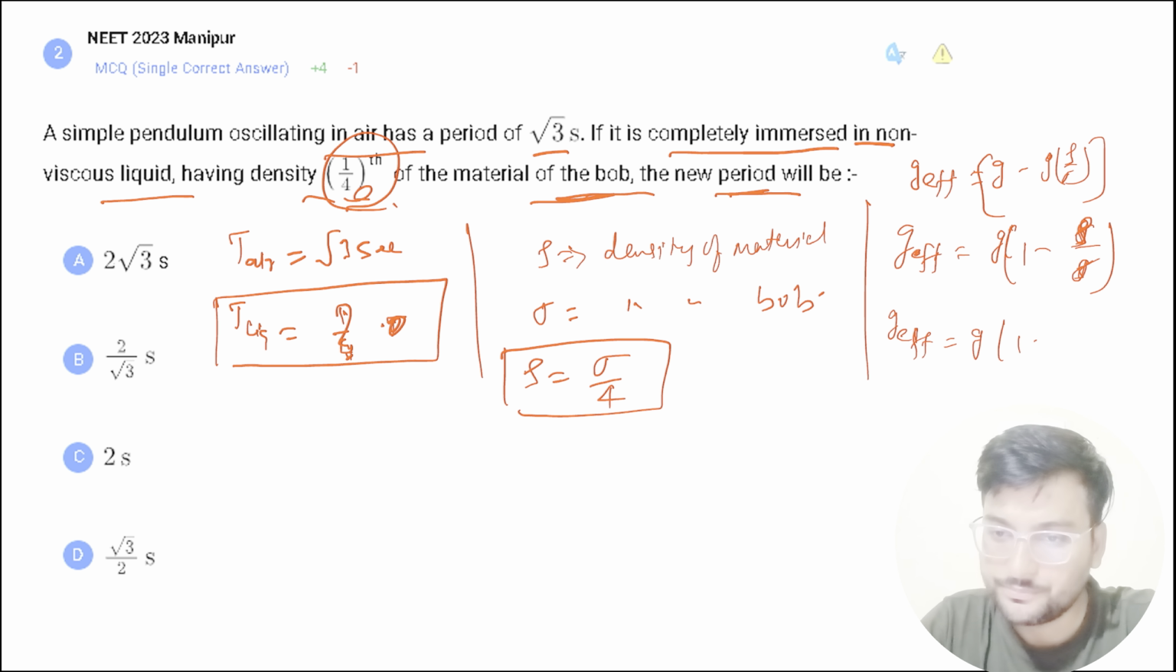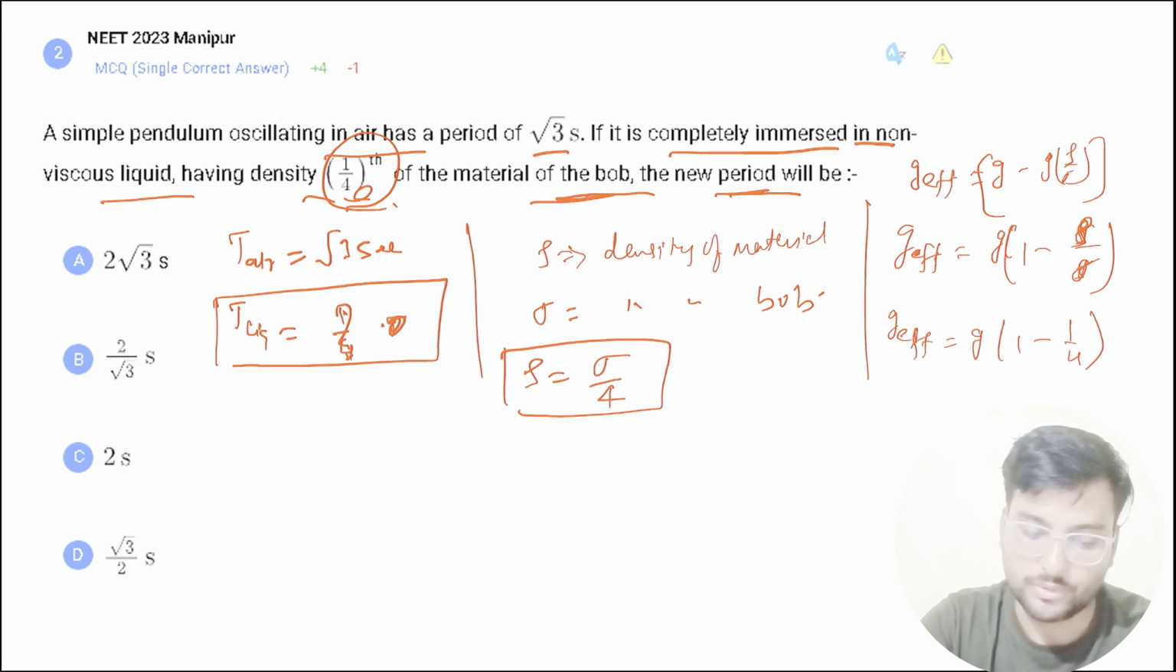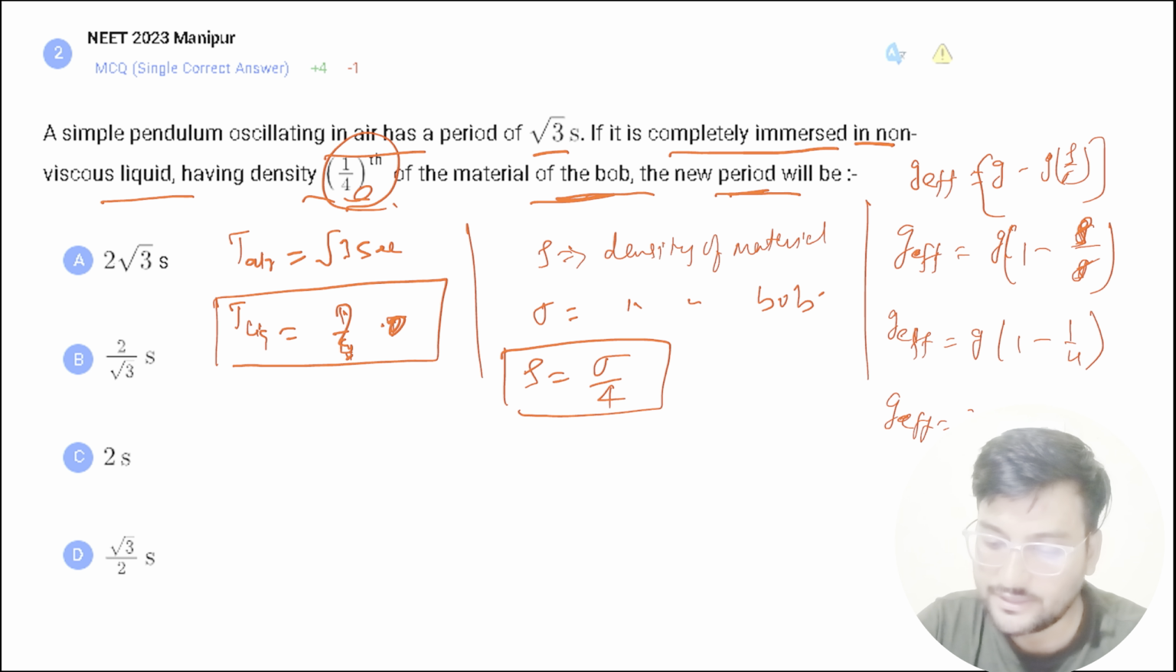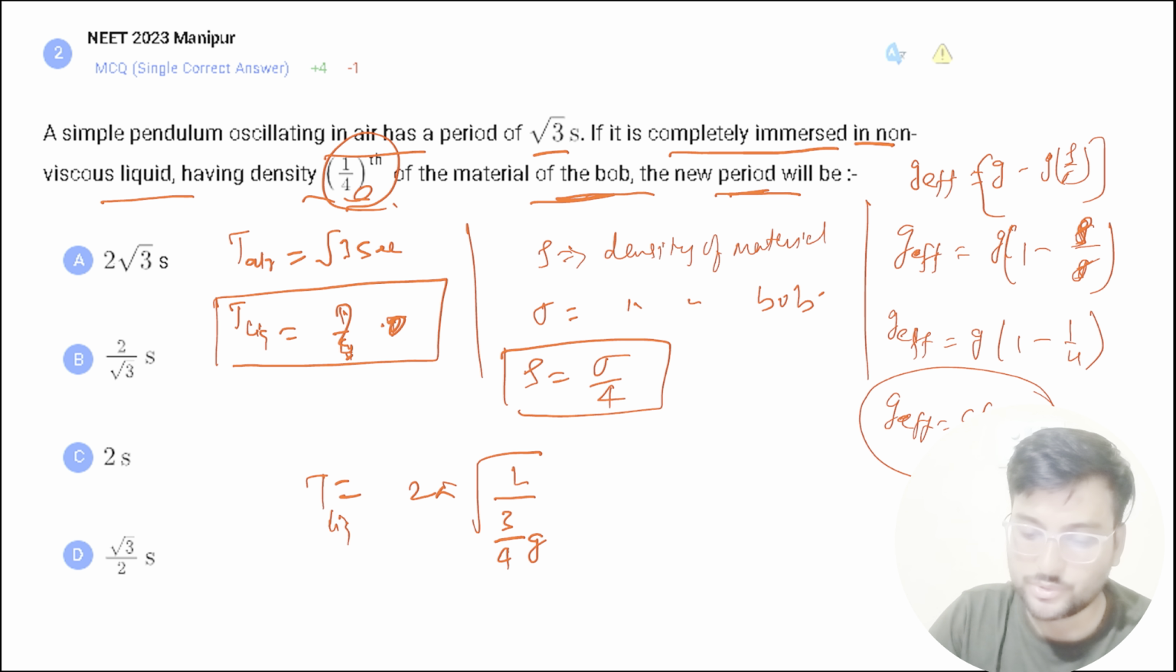So g effective is equal to g into 1 minus 1 by 4, because sigma cancels out. So g effective is equal to g into 3 by 4. Now the time period of the liquid is 2 pi root L upon 3 by 4 into g. So with 3 by 4 into g, the time period of the pendulum initially will be T.